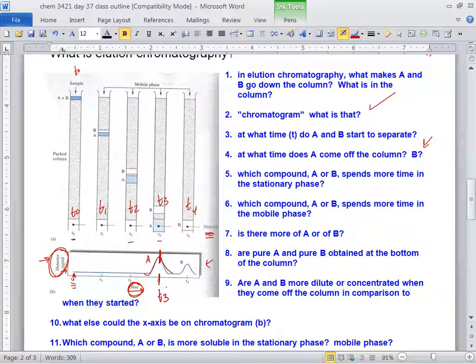Okay. How about B? We said T4. Everybody T4. Those are the retention times.